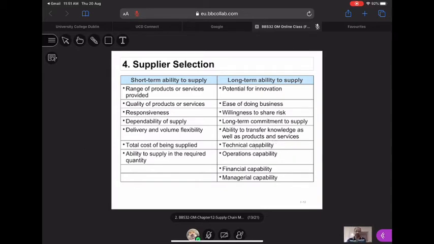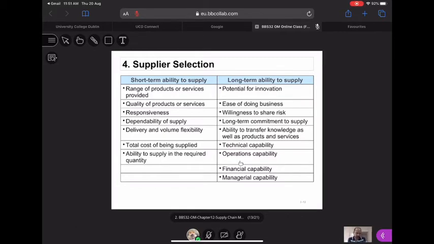Also technical capability, operation capability, financial capability, and their managerial capability. So I need to look at all this, whereas for short term I don't really care whether your manager is good or not, or whether you have a lot of money or not. But here, I must know this company is financially sound and whether their managers are able to make decisions. So all these I'm going to look out for in a long-term supplier.